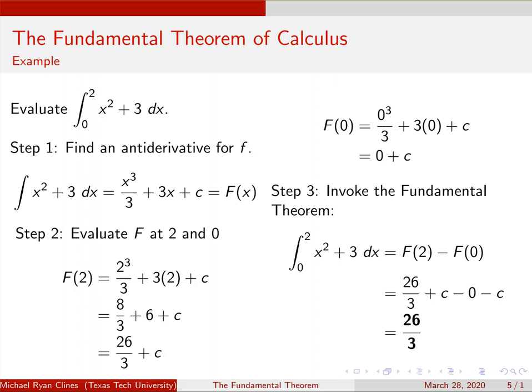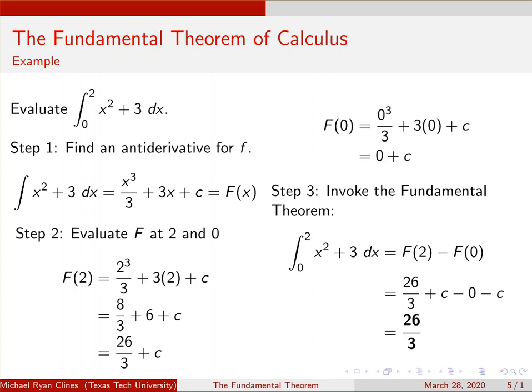And instead of having to try and figure out how to calculate the limit as n goes to infinity of the Riemann sums, all we did was invoke the fundamental theorem, calculate the antiderivative, plug in the endpoints, take the difference, and we get our answer. In this case, that is 26 thirds. But that seems to still be quite a bit of work. We have to go through these 3 steps and everything.